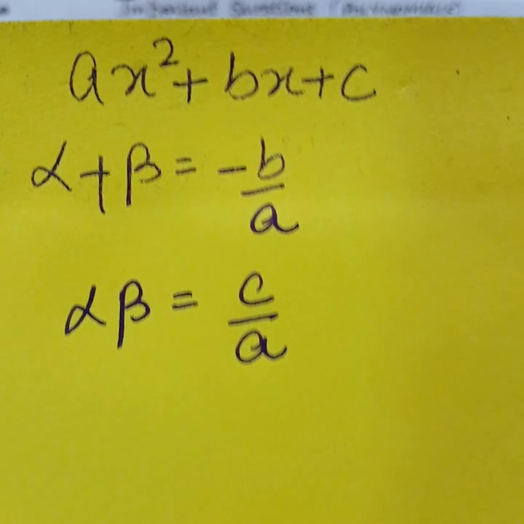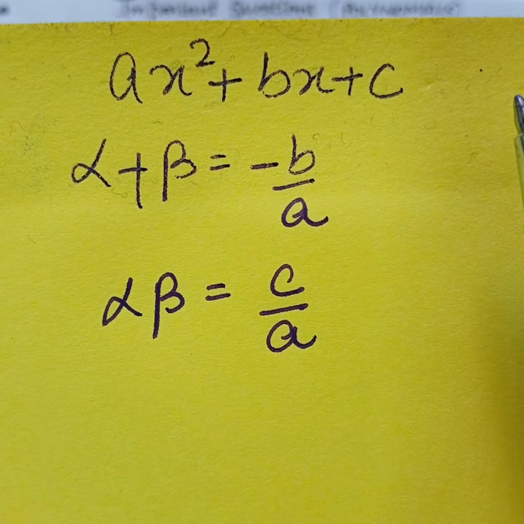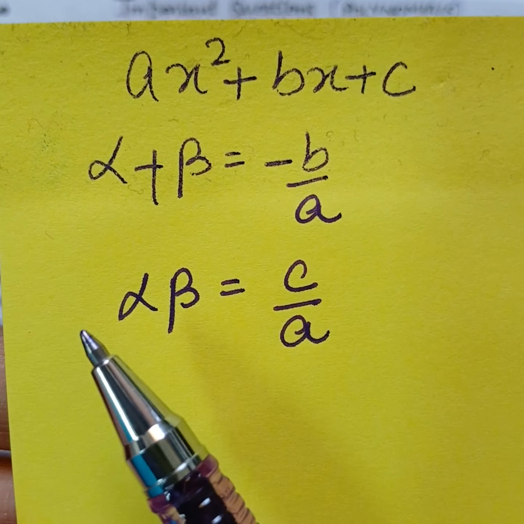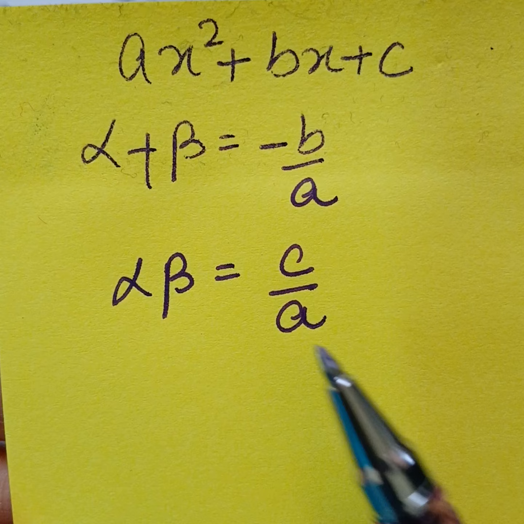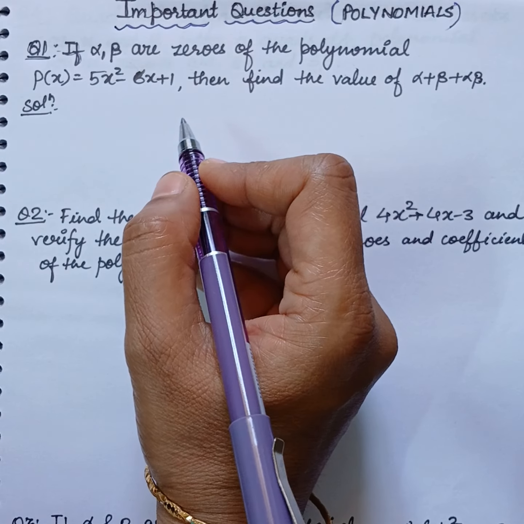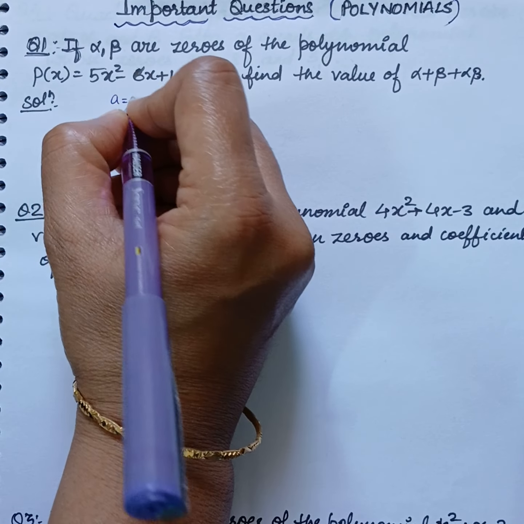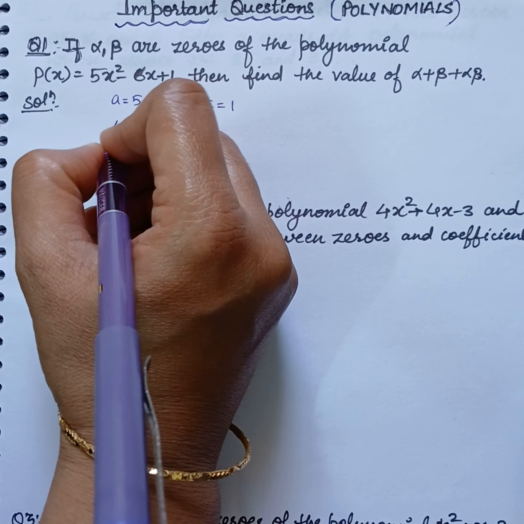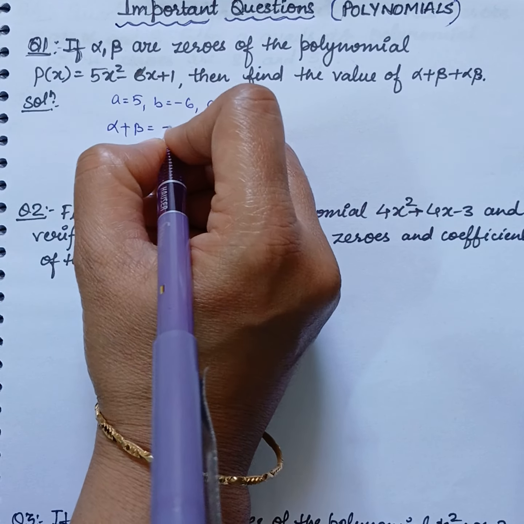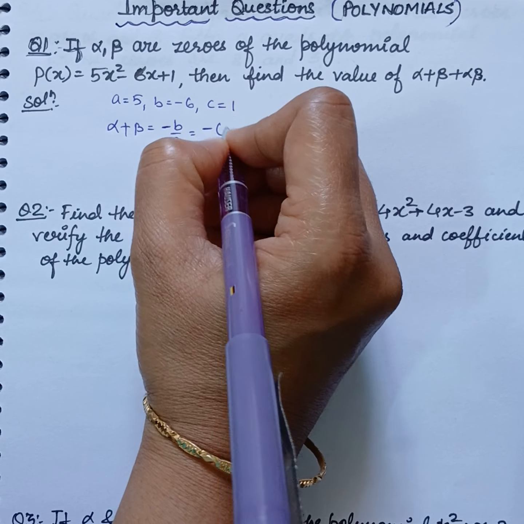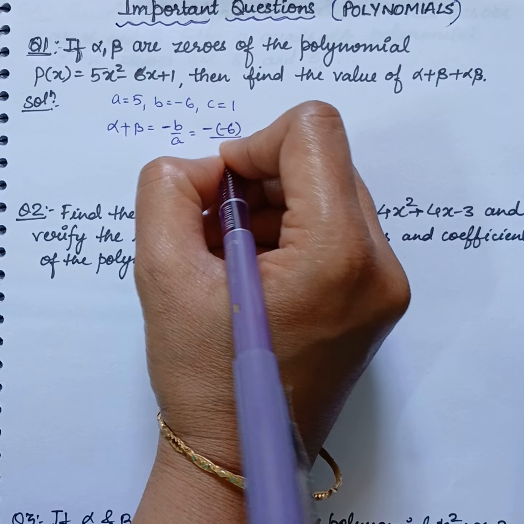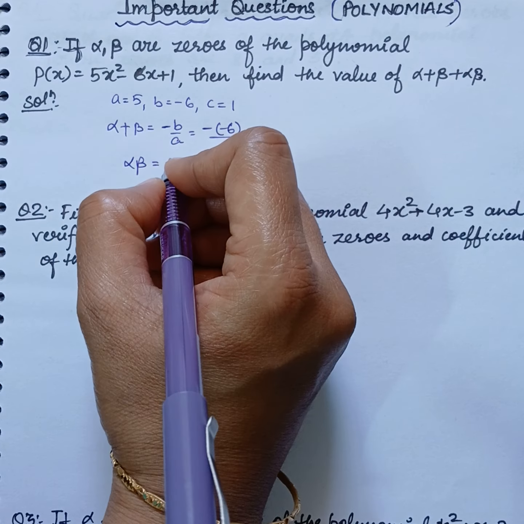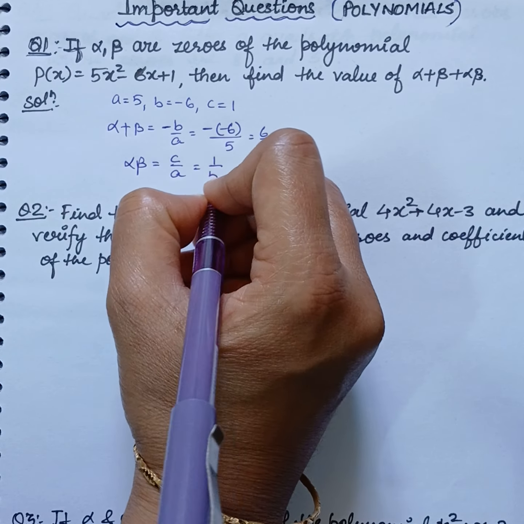Now we know that if a quadratic equation ax² + bx + c is given, then the sum of the roots, that is alpha + beta, is −b/a, and the product of the roots, alpha into beta, is c/a. Now let us write what a, b and c are here. a is 5, b is −6 and c is 1. So what will alpha + beta be? Alpha + beta will be −b/a, which is −(−6)/5, it is 6/5. Now what is the product? Alpha into beta is c/a, that is 1/5.